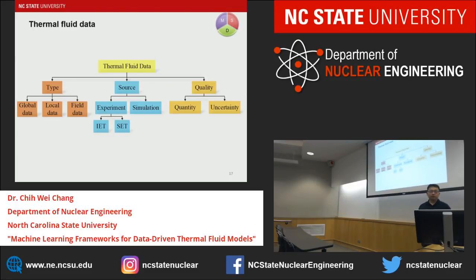The second part is the data could come from different sources. It can come from experiment or come from the simulation. The last part is data will have different qualities, and the qualities are determined by the quantity and uncertainty.